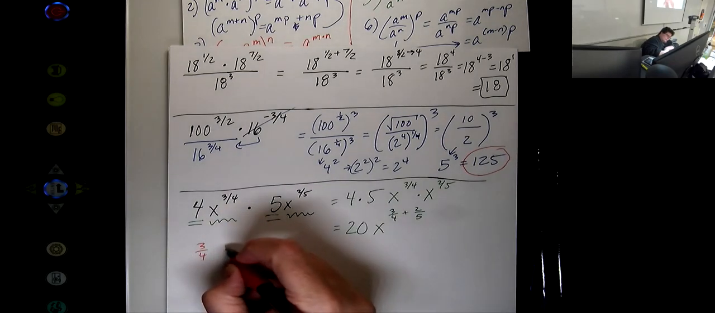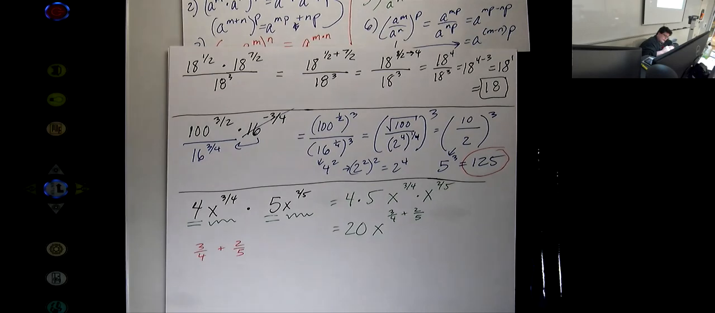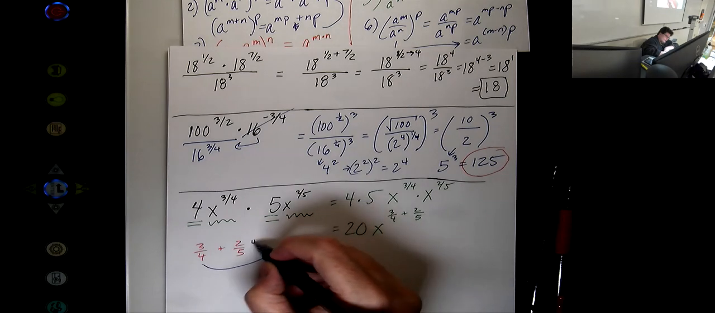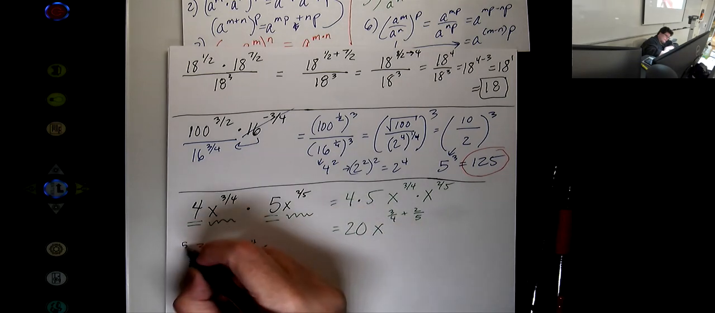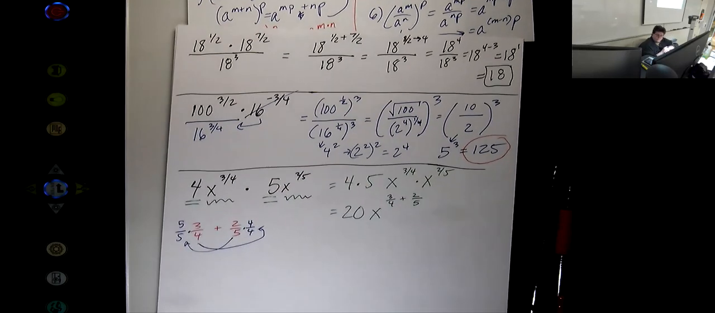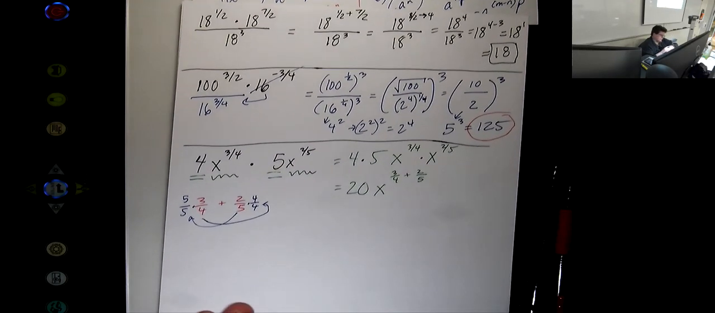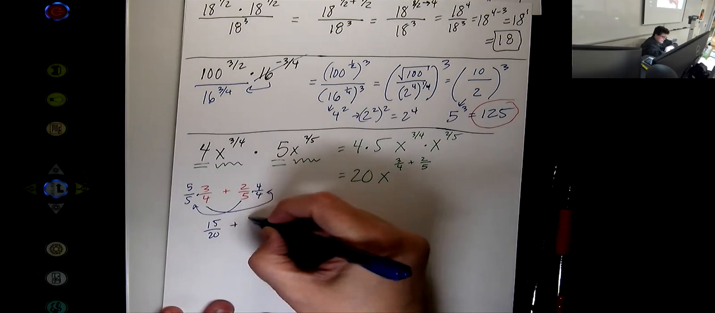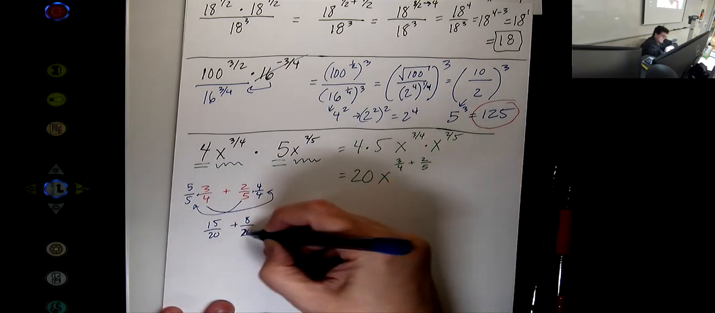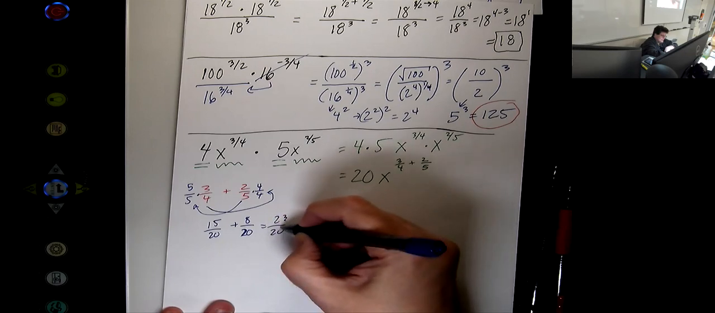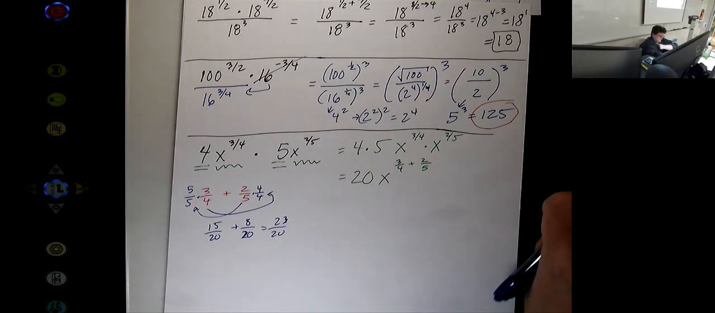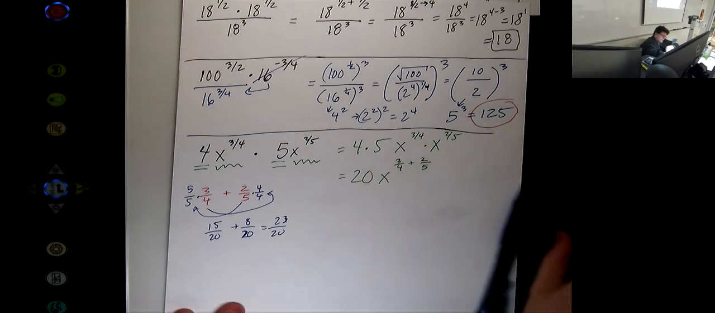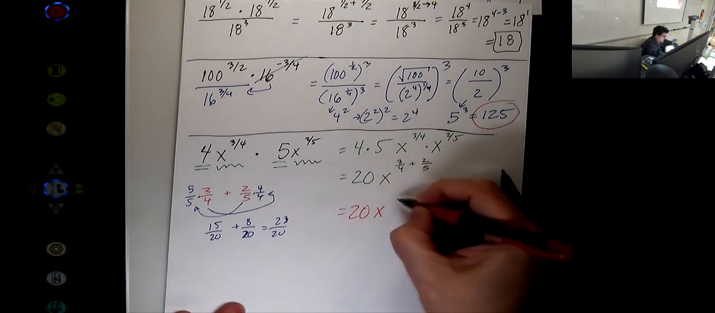I've got 3/4 plus 2/5. I'm just going to take the opposite denominator and multiply by it. So this will get 4 times 4, and this will get 5 times 5. And I get 15 over 20 plus 8 over 20 is 23 over 20. So that becomes 20x to the 23 over 20.